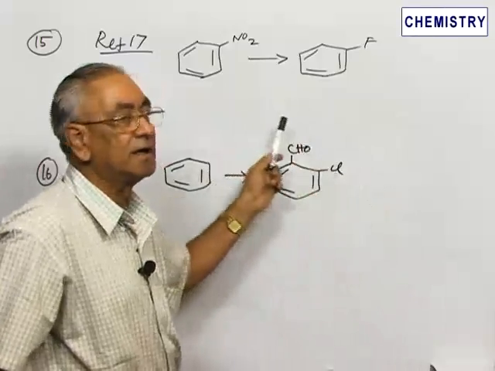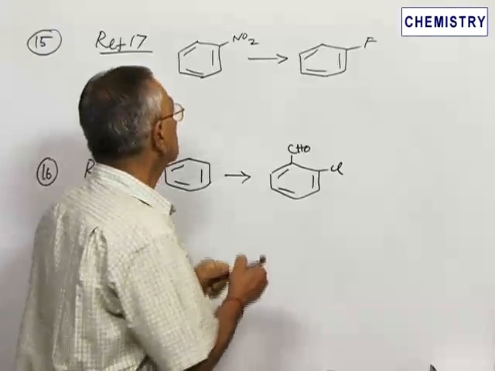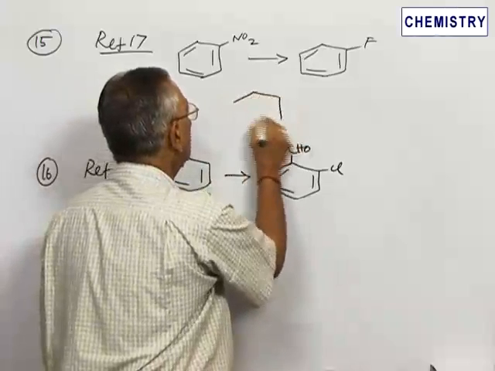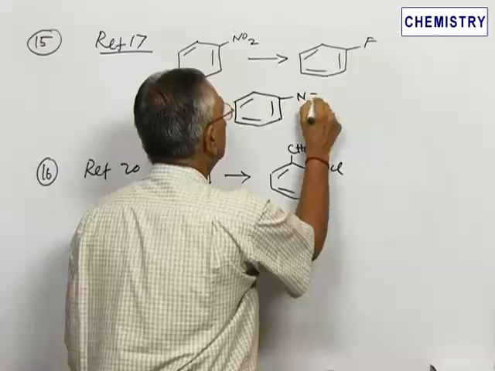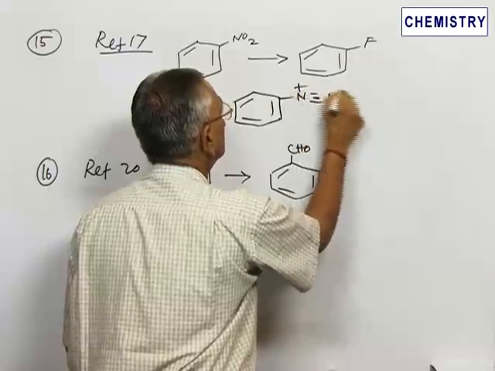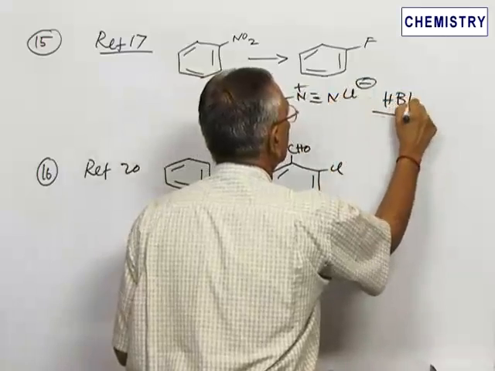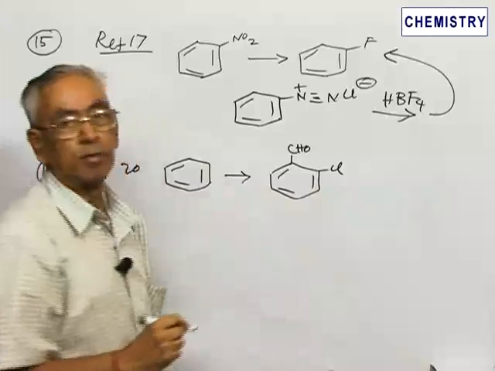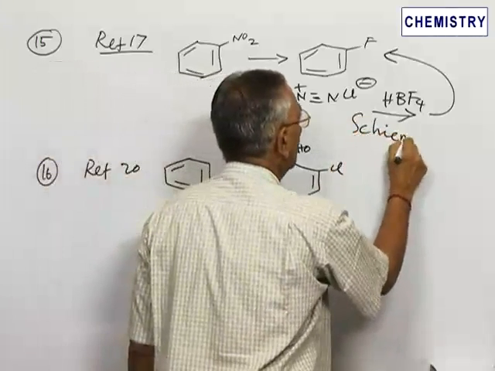And similarly, this can be converted to fluorobenzene. So benzene diazonium chloride, phenyl diazonium chloride. We have been repeatedly writing the structure of this compound. This compound on treatment with HBF4, this is a very important reaction, will give rise to this fluorobenzene. This reaction is known as Schiemann reaction.